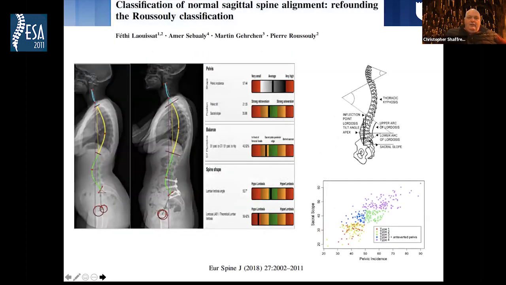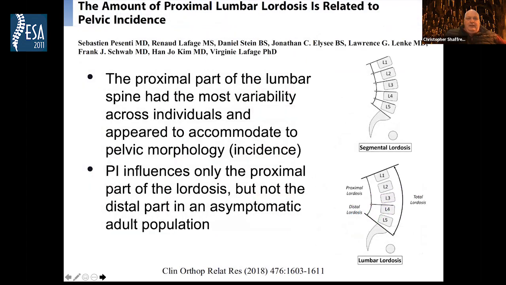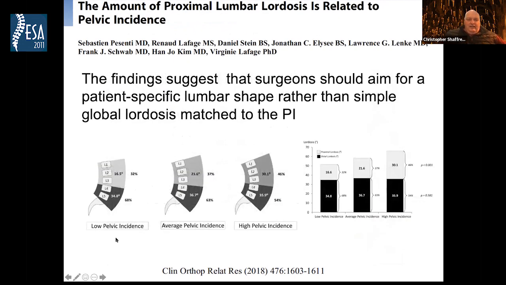So again, this is some work out of the ISSG, showing that, depending upon the pelvic incidence, where the lordosis is principal. So if you have a low pelvic incidence, as you can see, the lordosis is in the low lumbar spine. An average pelvic incidence, it's still slightly biased lower, but it's distributed throughout. And high pelvic incidence, again, there's more lumbar lordosis in the mid lumbar area.